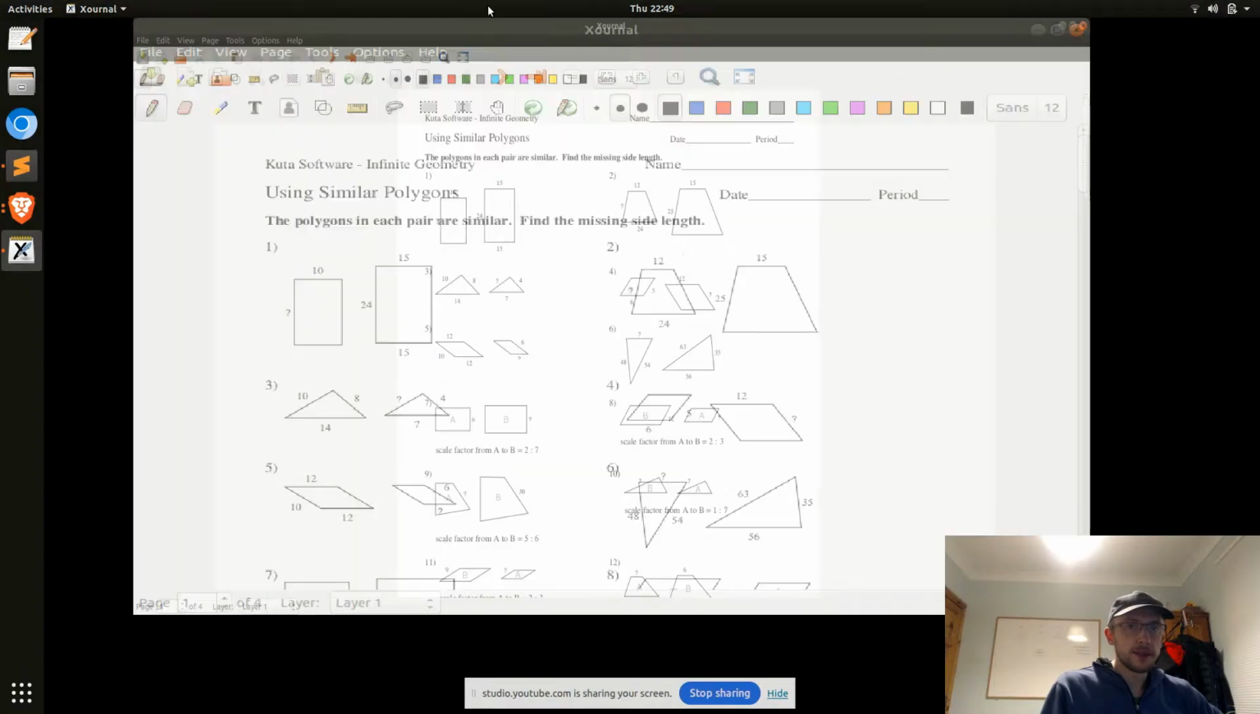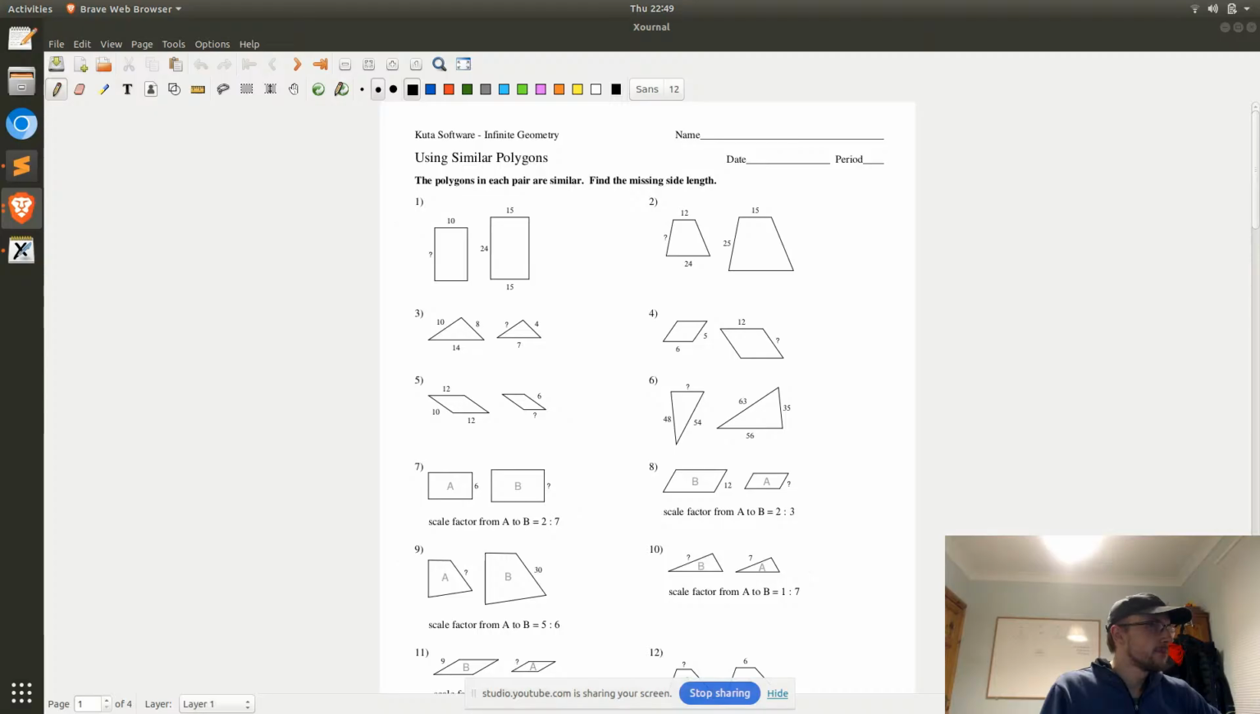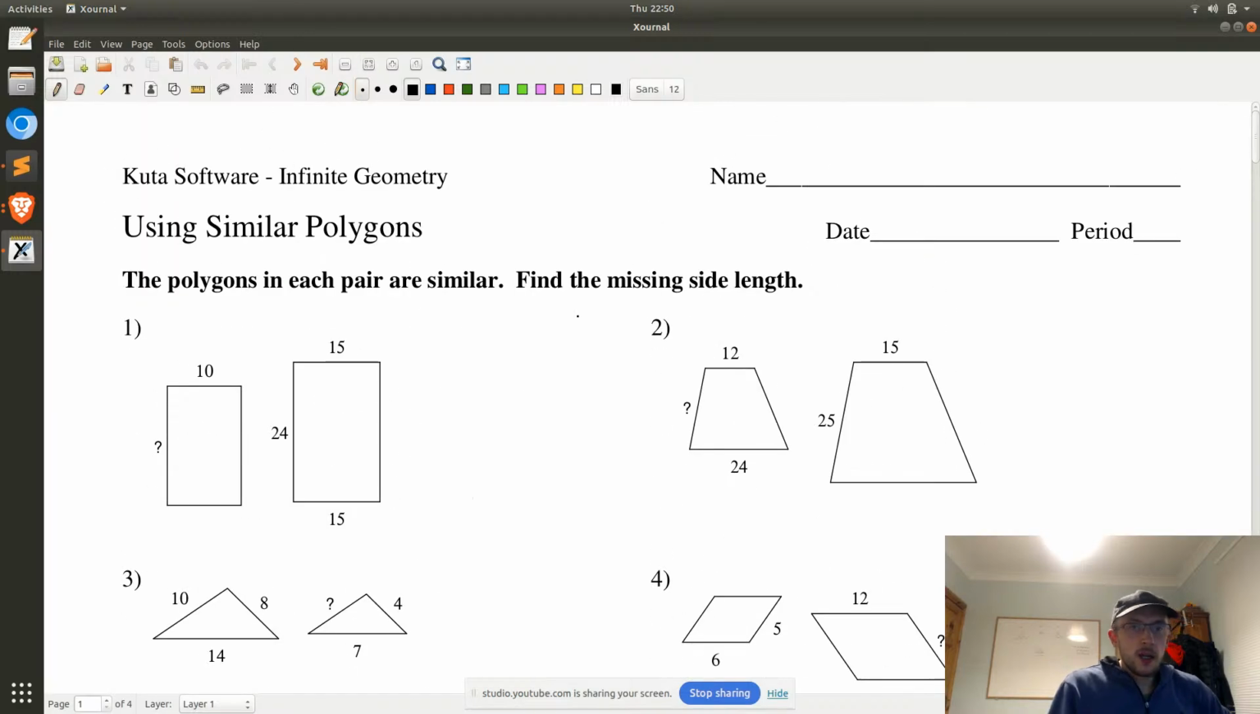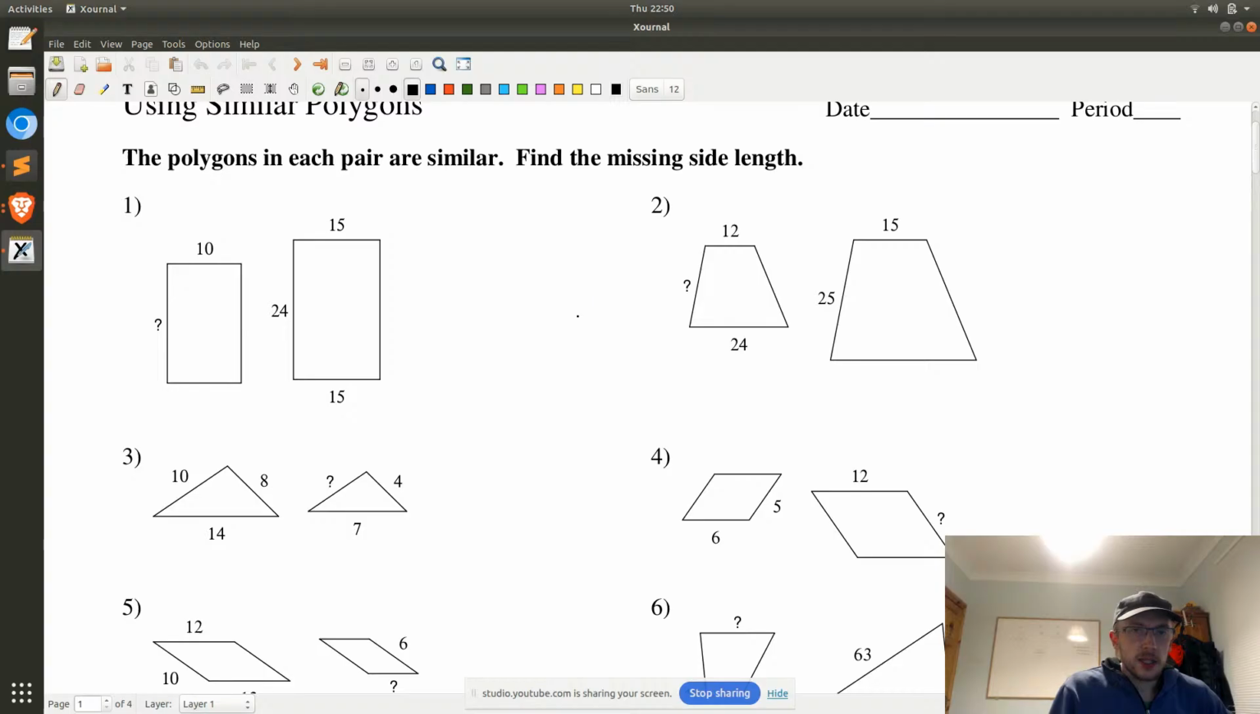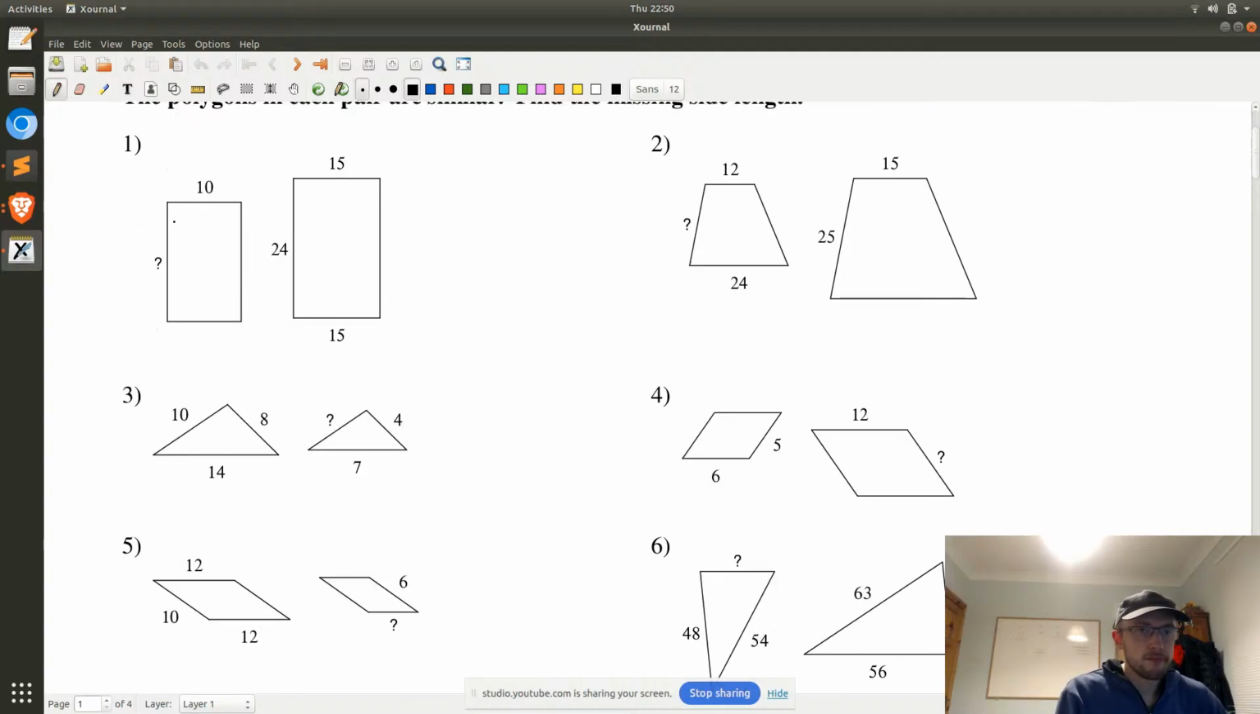Now I'm going to use some of the polygons. The polygons in each pair are similar, so find the missing side length. Okay. That would be 16. Here. Okay, 20.